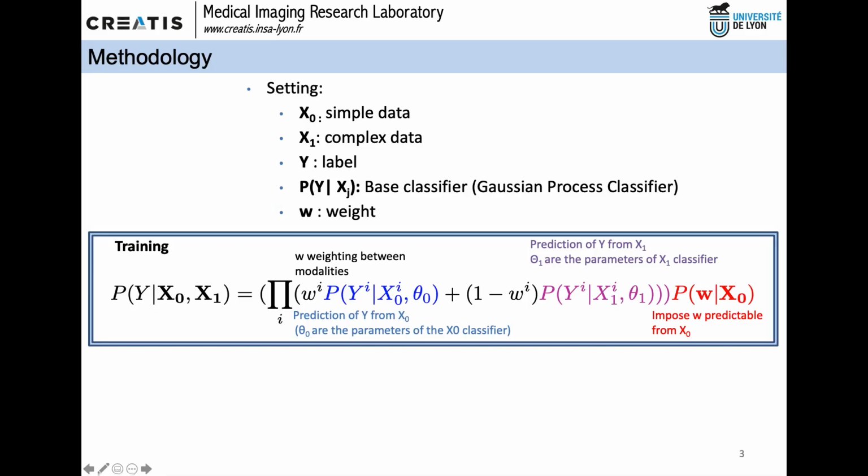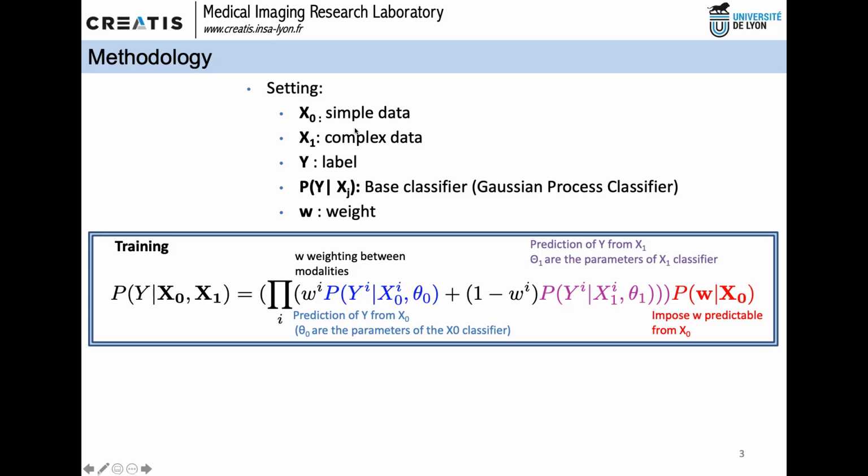So here is my framework. I will be working on a classification, therefore there is one label Y that I would like to predict. For that I will have some features, so some simple data, X0, and some more complex data, X1. We have two classification models, one for X0 and another one for X1, and this will be based on the Gaussian process classifier. This was an arbitrary decision.